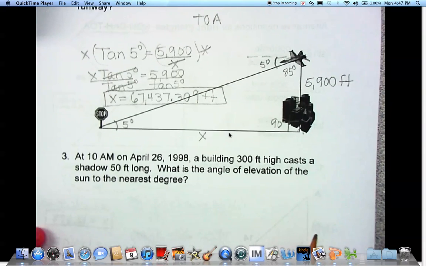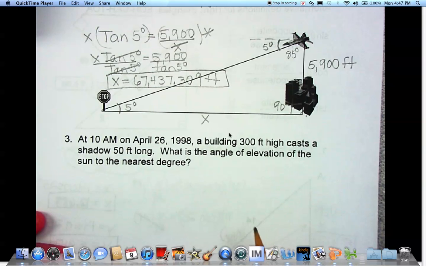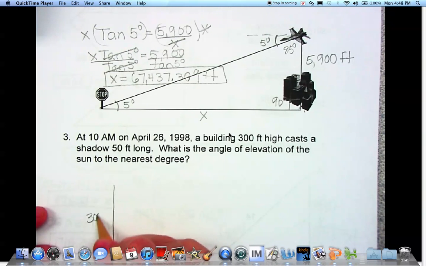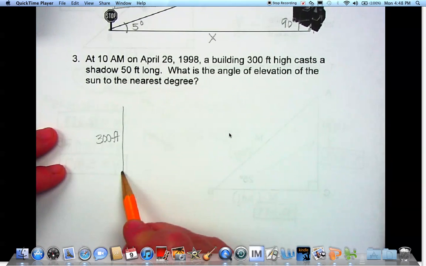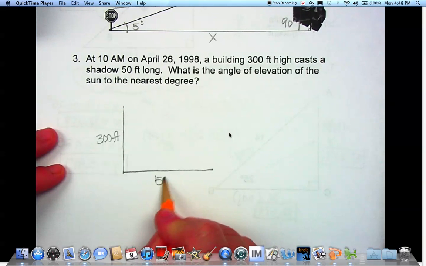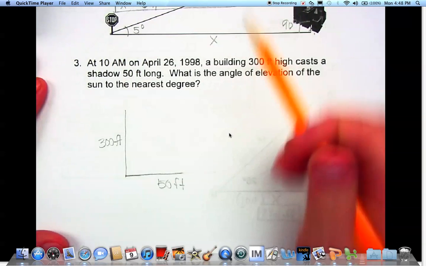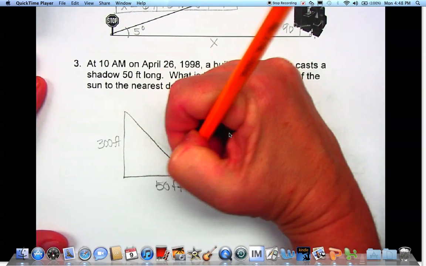Okay. At 10 a.m. on April 26, 1988, a building 300 feet high casts a shadow 50 feet long. So here's a building. It's 300 feet high, and it casts a shadow of 50 feet long. That's a little bit long there. You don't want it that long. Okay, what is the angle of elevation of the sun to the nearest degree?